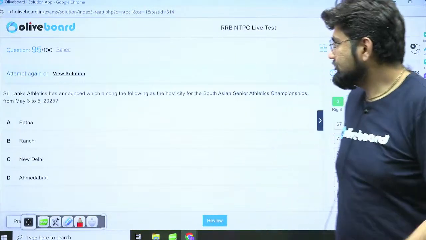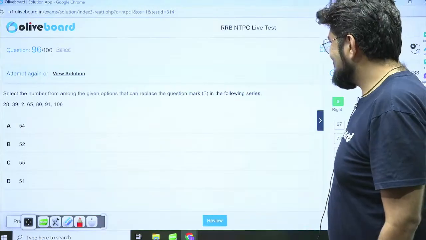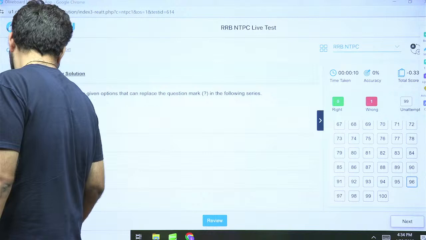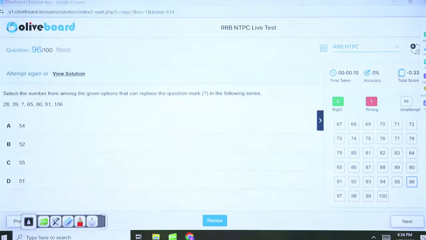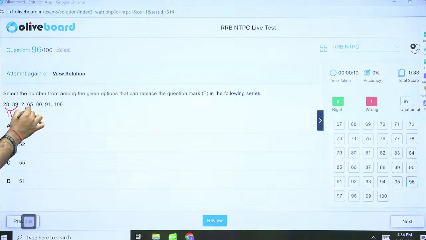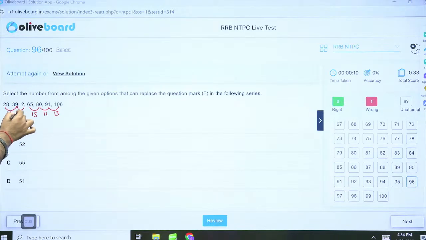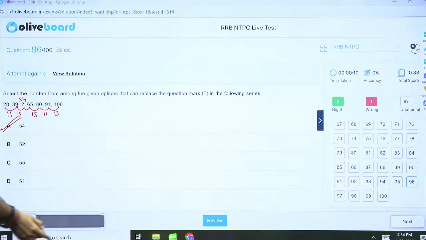95, 96, number series. So we are increasing by 11 here, increasing by 15 here, increasing by 11 again, increasing by 15 again. Okay, so this will be 15, this will be 11. So this is 54. Option A is the right answer.